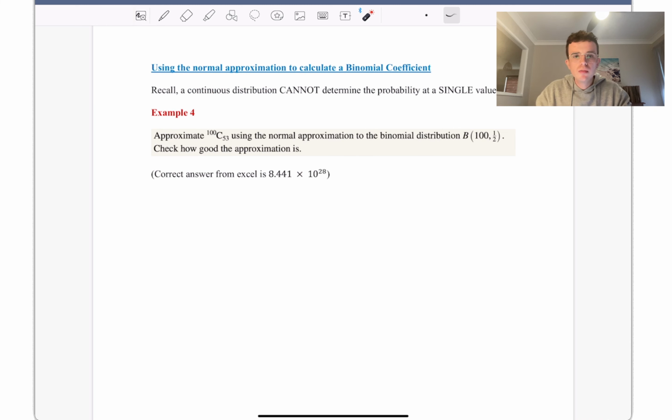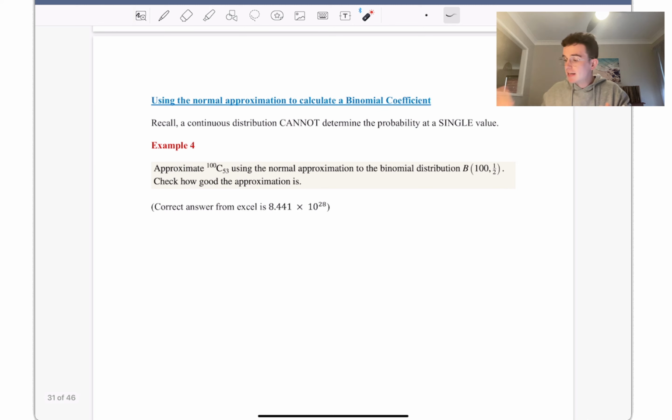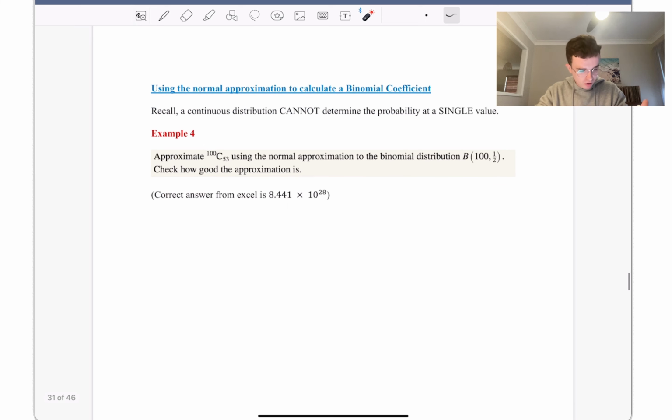So we can also use a normal approximation to calculate a binomial coefficient. So recall that for a continuous distribution, we can't determine the probability of a single value. So we're going to approximate 100 choose 53. Let's see if a calculator can do that. It can, but it's not pretty. Using a binomial distribution, 100, probability is a half. So I typed this into Excel and into my calculator as well, and it gave us that. So that's what we're trying to prove that it is.